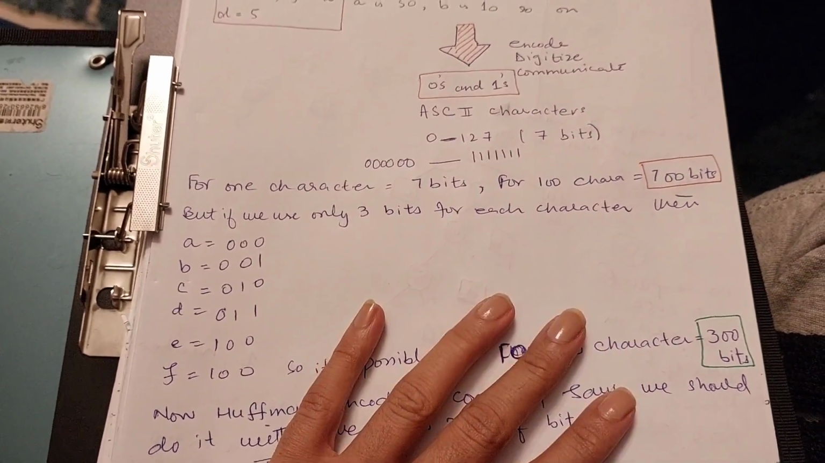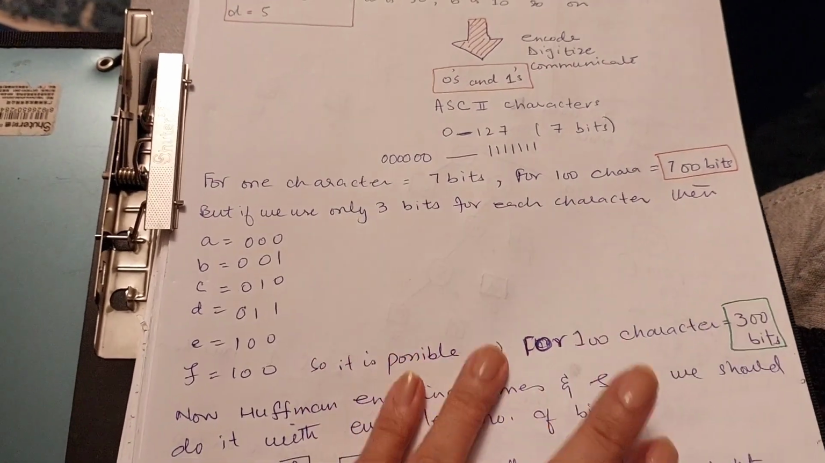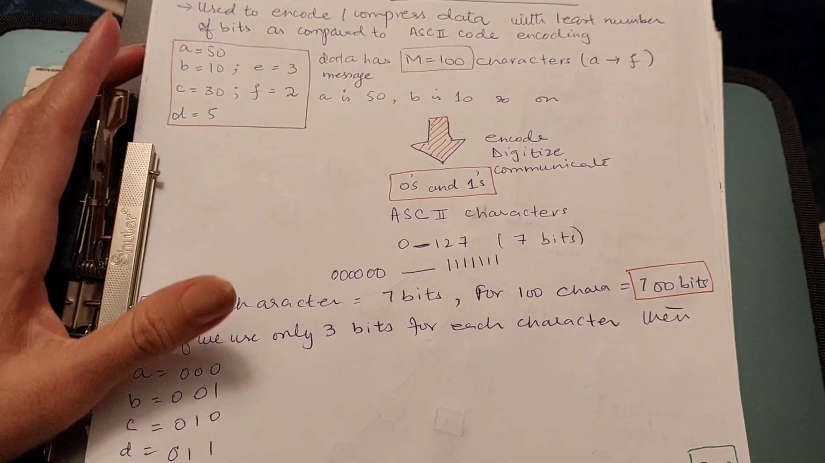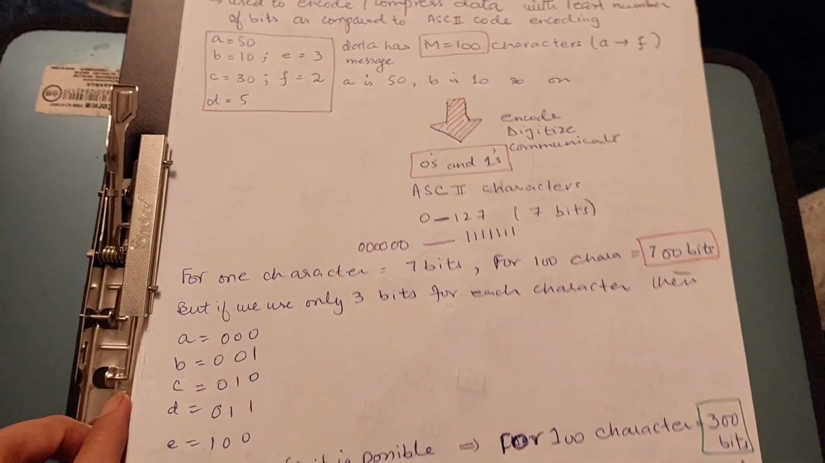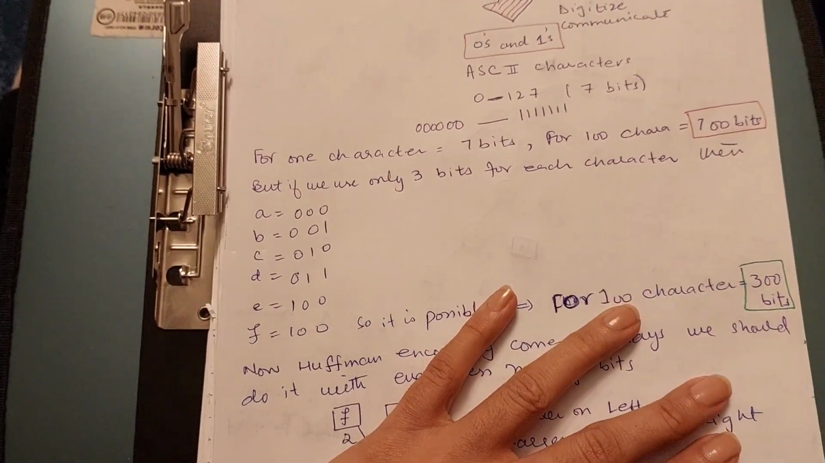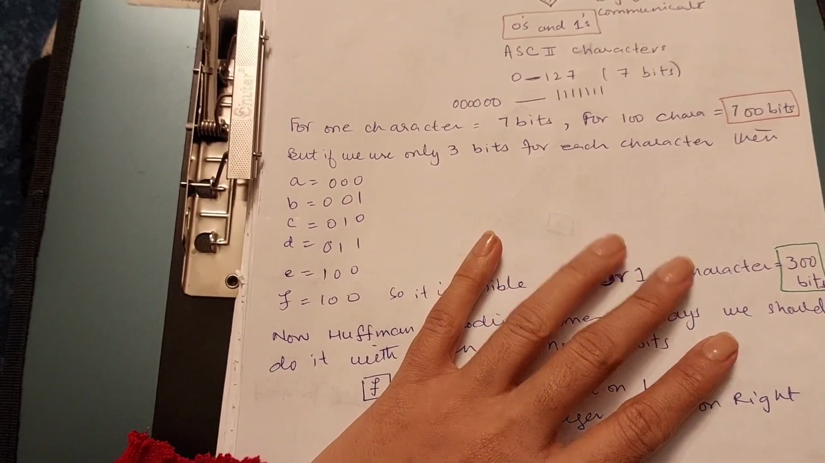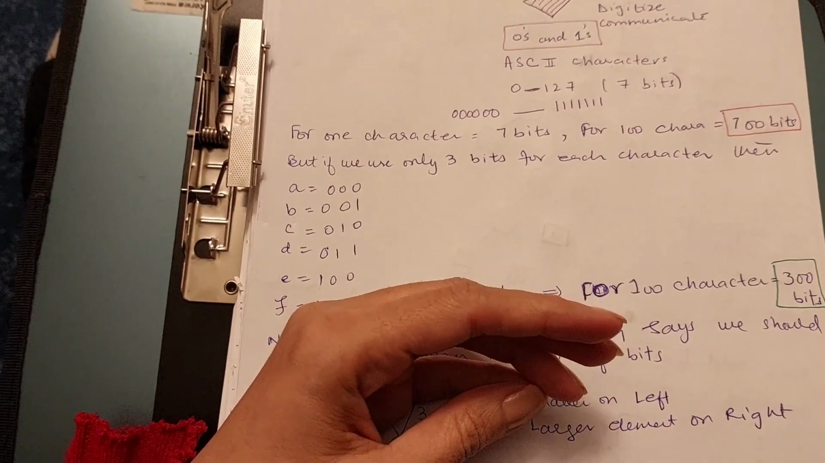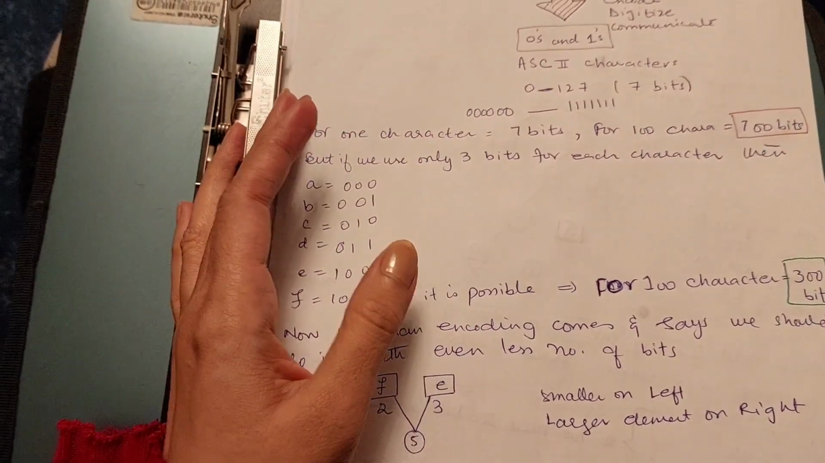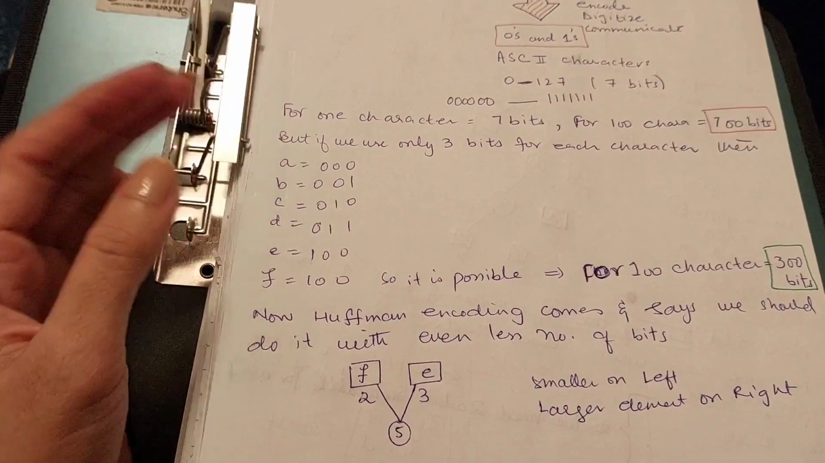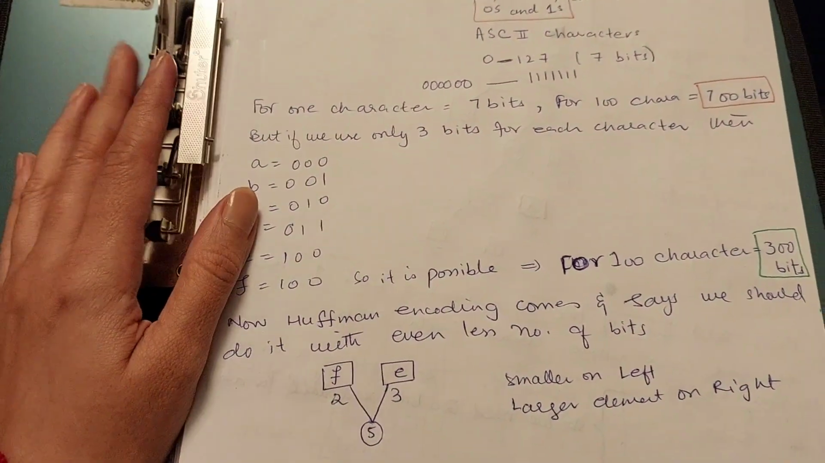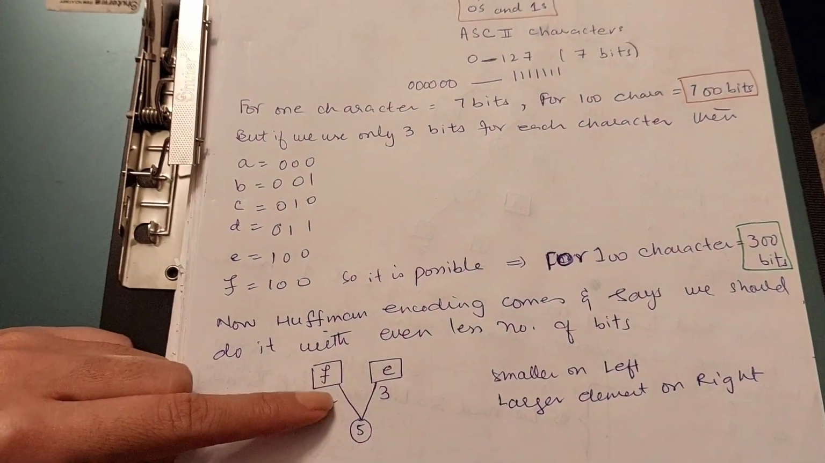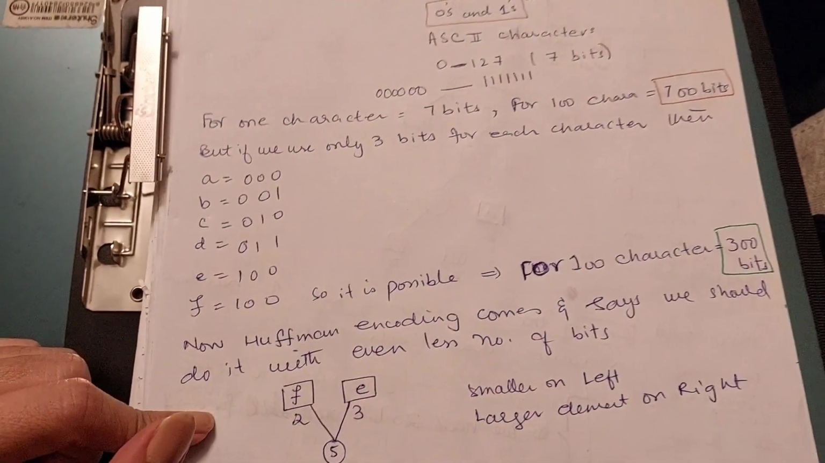But if the transmitter is such that even with 300 bits the transmission is not possible, then what should we do? In that case I have to use Huffman coding. After establishing the fact that I still need a lesser number of bits to transmit my data, I need some other technique. So let me now explain the methodology of how I am going to do Huffman encoding. Huffman encoding says that we can do it with even fewer bits.